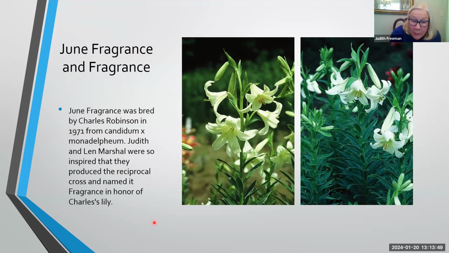I was so inspired by this, I thought we want to try this too. Lynn Marshall in Wyoming was growing a lot of monadelphum, so we sent him pollen, and he sent me back all these pods, and out of 40 pods I got one embryo, and that produced the plant that's the reciprocal cross. So it has monadelphum as the mother, but you see how similar the buds, the inflorescence, the soft yellow, almost white color. I was so thrilled with his cross that we named this one Fragrance, to distinguish that it was a different clone, but that he had it first. So Robbie was first.